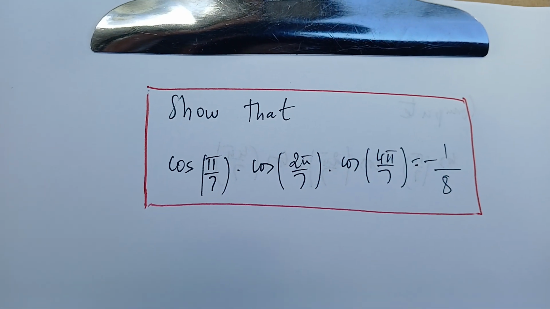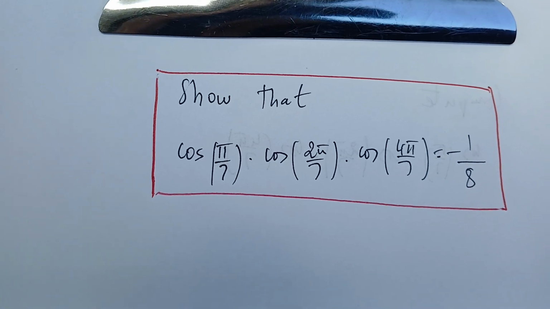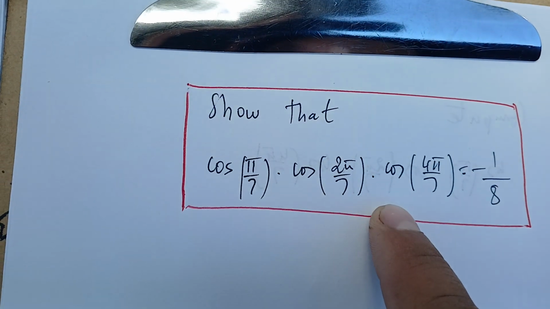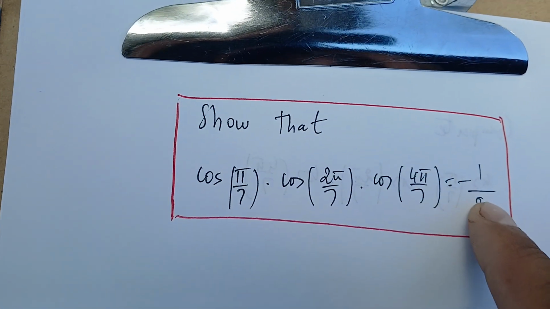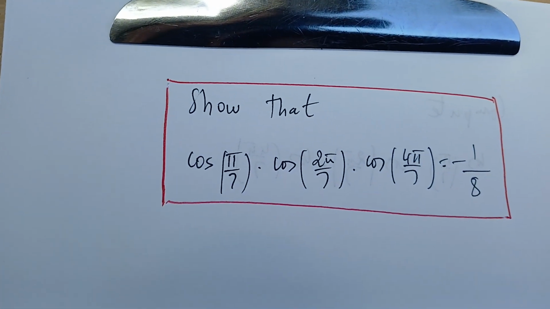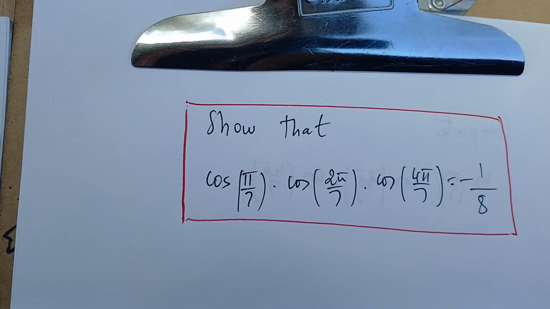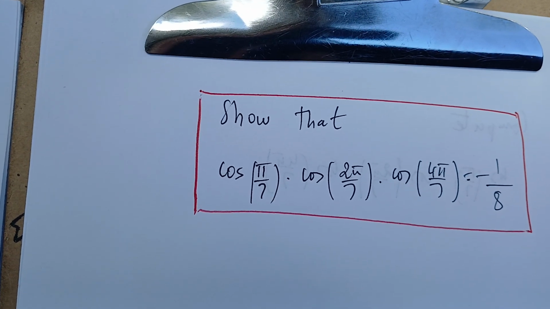In this problem, we're going to try to prove the following: the cosine of pi over 7 times the cosine of 2 pi over 7 times the cosine of 4 pi over 7 is minus 1 over 8. There are many ways to prove this result, but there is an easier way and a complicated way.